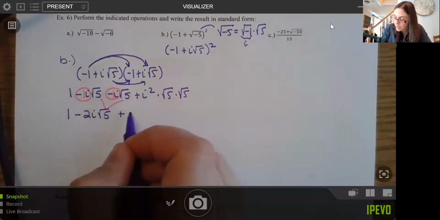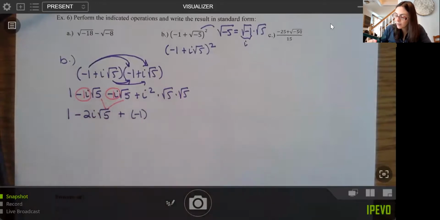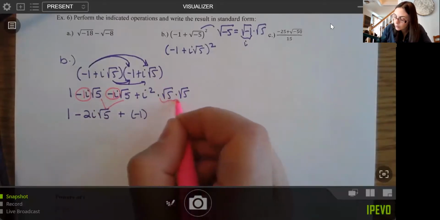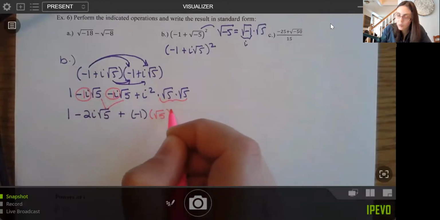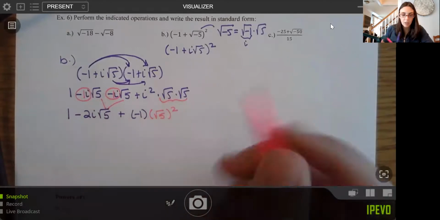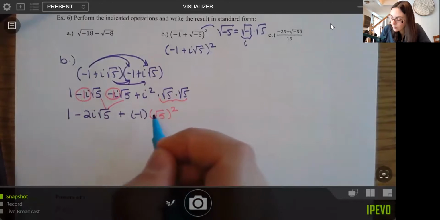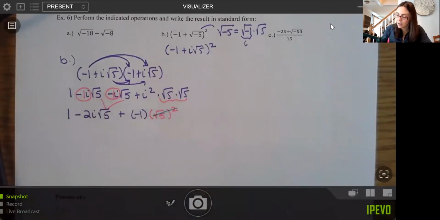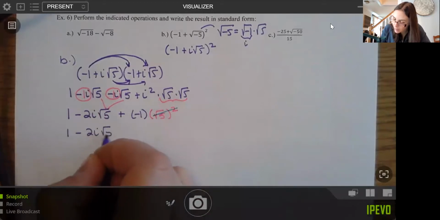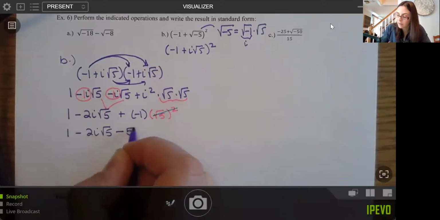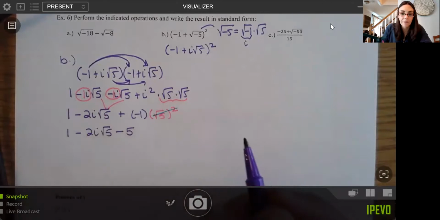Here, i squared is -1. And if I think about this piece here, √5 times √5 is the same thing as √5 squared, right? Because there's two of them. So what happens is that the root and that square are going to cancel each other out. And I'm left with 1 minus 2i√5 minus just 5. 1 times 5 is 5.